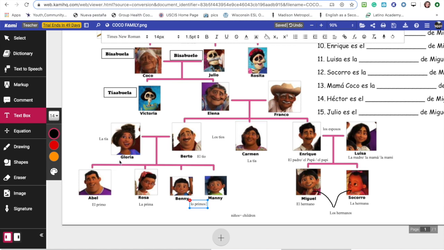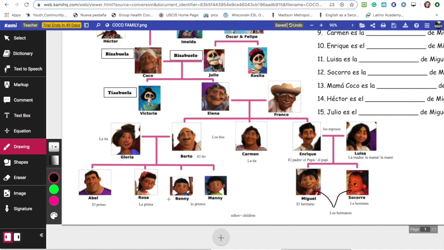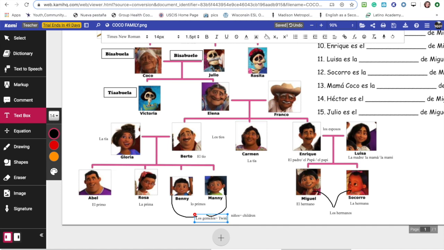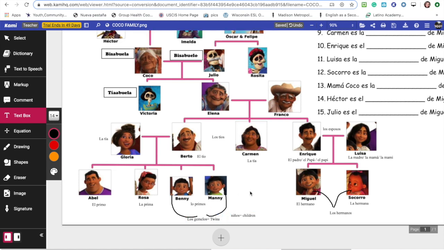So they are twins, gemelos. Los gemelos. Okay, muy bien. All right. Now let's go up.